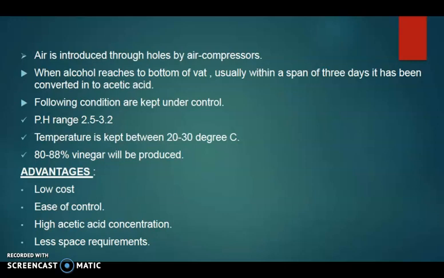80 to 88% vinegar will be produced by this method. And the advantages of this method are that it is of low cost, ease of control, high acetic acid concentration is obtained and less space requirements.